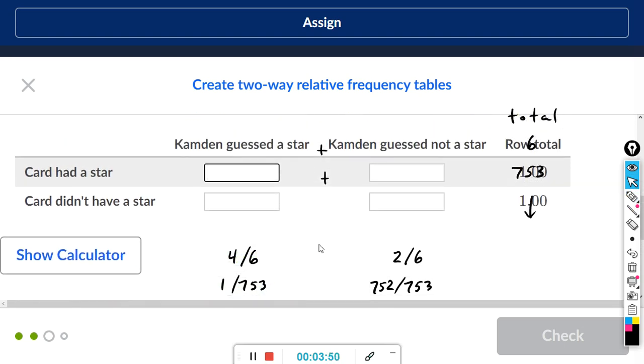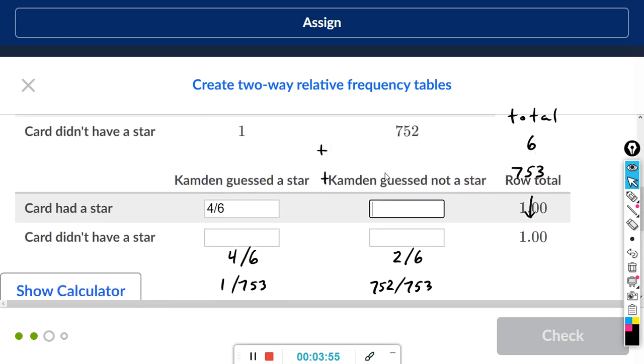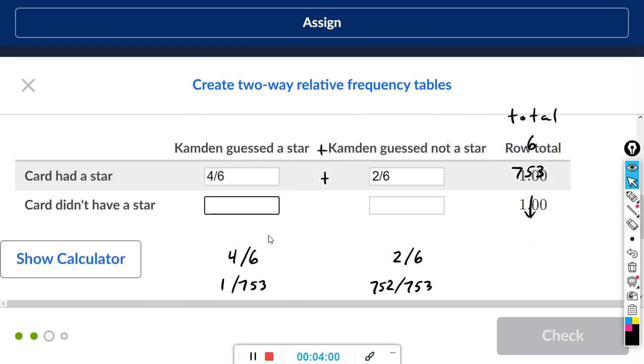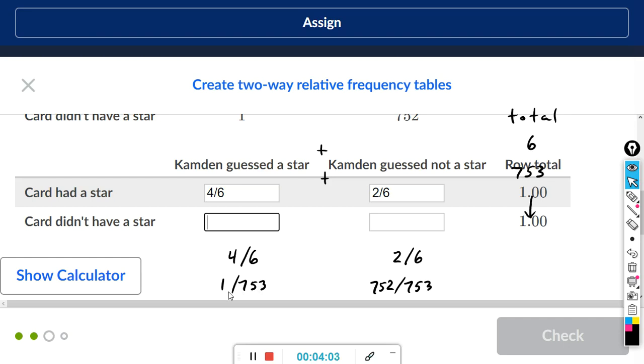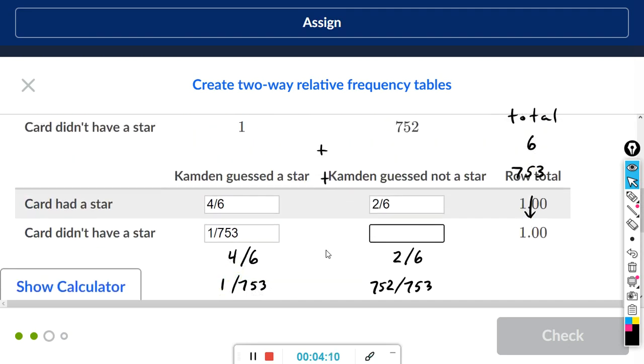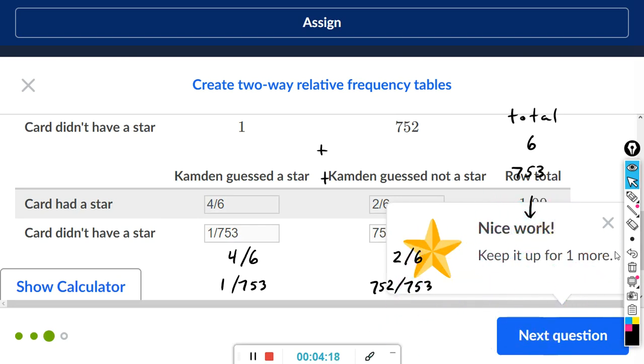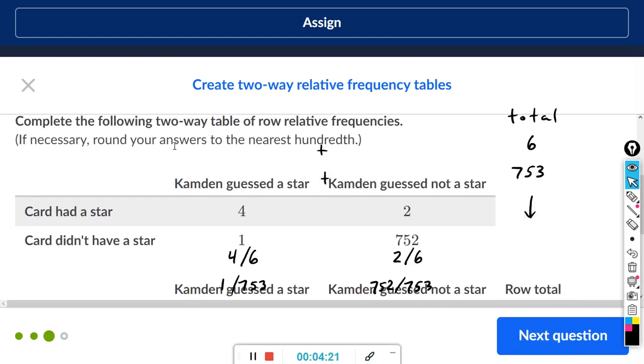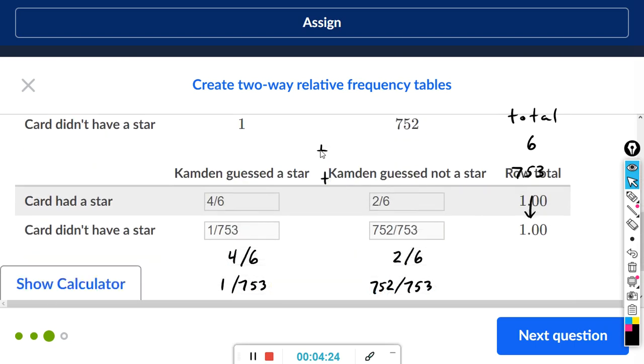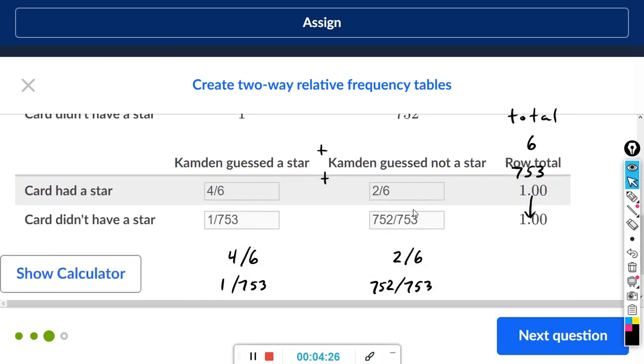Okay, so the first fraction is 4 over 6. This fraction here is 2 over 6. Unfortunately, every time I click in the box, the screen jumps. Okay, so you'll have to deal with that. 1 over 753. And then finally, 752 over 753. Okay, so there's no reason you have to round to the nearest hundredth, okay? You can just enter the fractions and Khan accepts it that way.